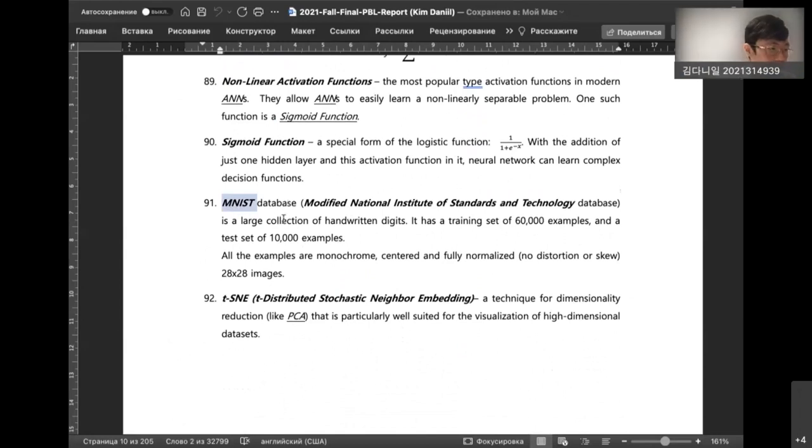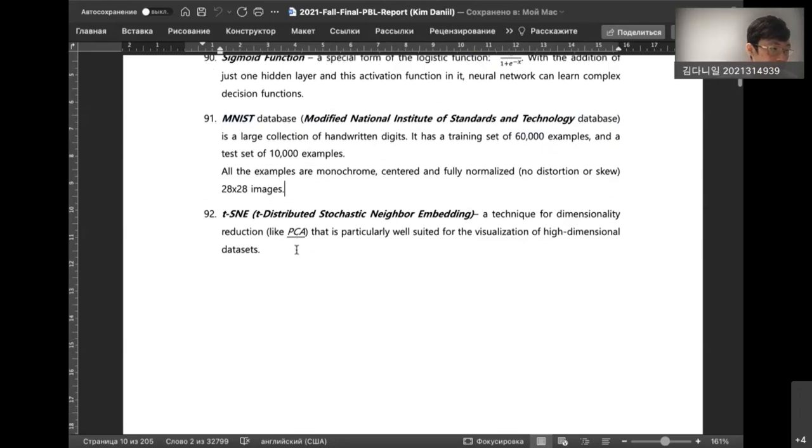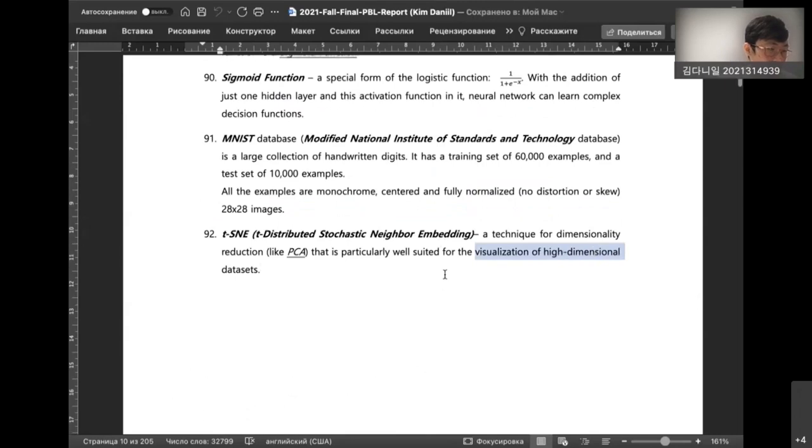Also, we got introduced to the most basic data set, which is MNIST. It stands for Modified National Institute of Standards and Technology database. It has 60,000 different numbers on black 28x28 pixel images, and they are used for digit recognition. You introduced us to the ways to build a digit recognition artificial neural network using MNIST. Finally, we also learned about t-SNE, which is basically an alternative to principal components analysis. So it's also a dimensionality reduction.